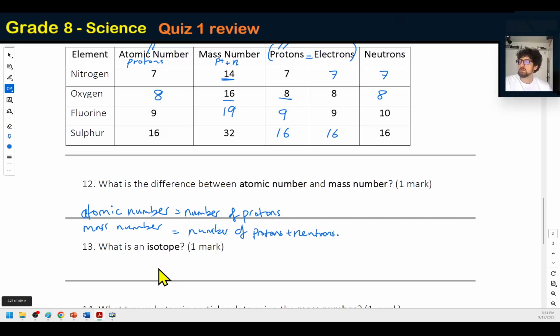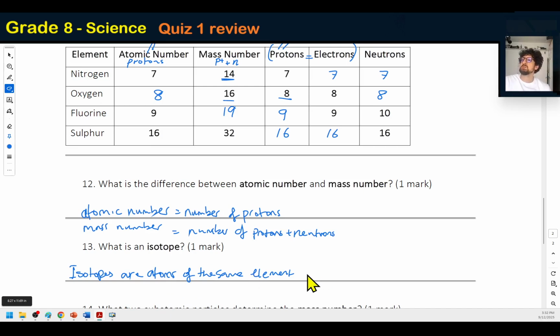Okay? What is an isotope? Well, isotopes are atoms of the same element with the same number of protons but different number of neutrons. So that's all it is. So they are the same element. So isotopes are atoms of the same element. So if it's oxygen, you've got oxygen 16, you've got oxygen 17, but it's always going to be oxygen. If it's carbon, then it could be carbon 12, carbon 13, carbon 14, but it's always going to be carbon. So an isotope is the same element. It just has a different mass number or a different number of neutrons.